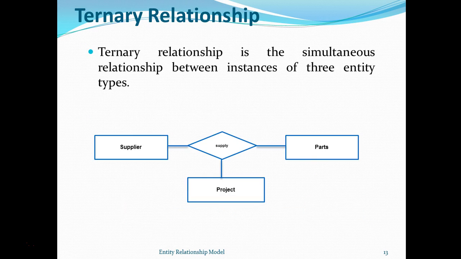Then we have the ternary relationship. Ternary means 3, so for a ternary relationship the degree is 3. It is a simultaneous relationship between the instances of the 3 entity types. So in this relationship, three entities are participating. As in this example, we have supplier, parts, and project, 3 entity sets. These are related with the supplier relationship.